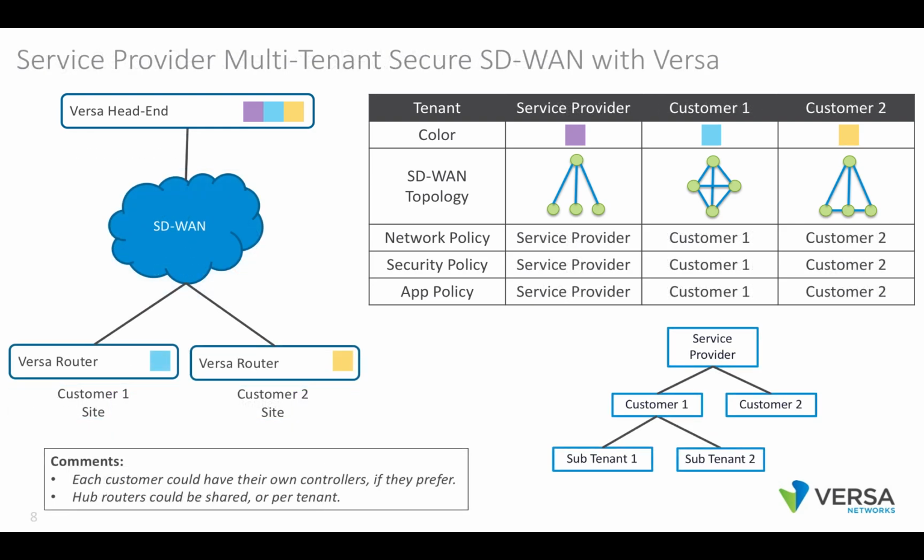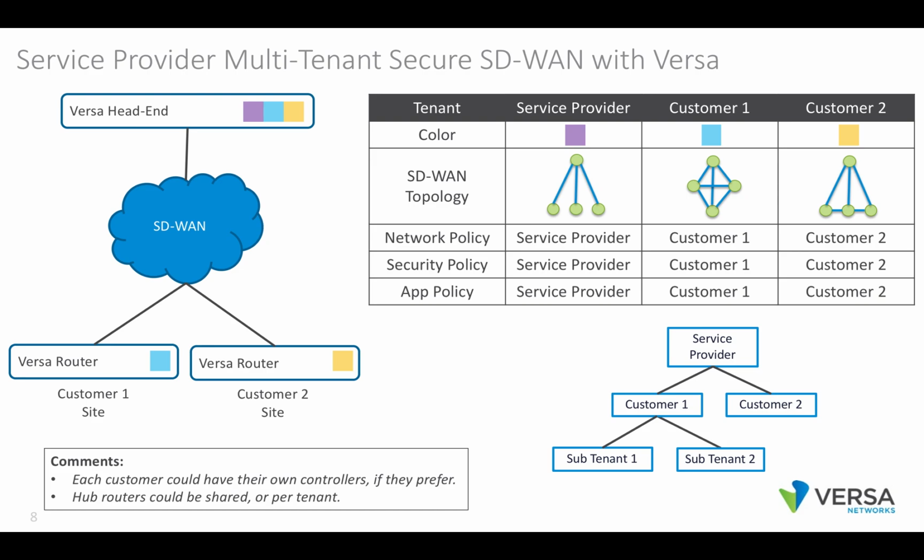And this is a typical Versa service provider multi-tenant secure SD-WAN. Here we're looking at an example where we have a service provider tenant, customer 1 tenant, and customer 2 tenant. There could obviously be up to 512 customers off this infrastructure. The head end supports all their various tenants. If we go to customer 1, there's just a tenancy for customer 1 in that box. Customer 2 just has their tenancy in their boxes.